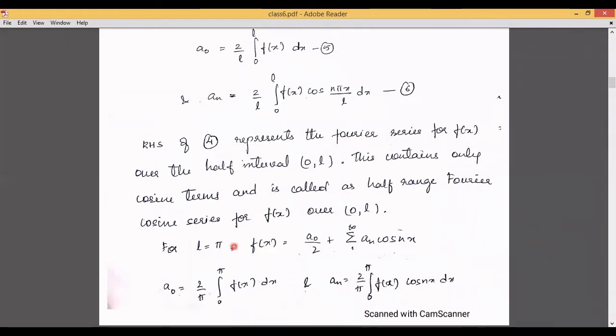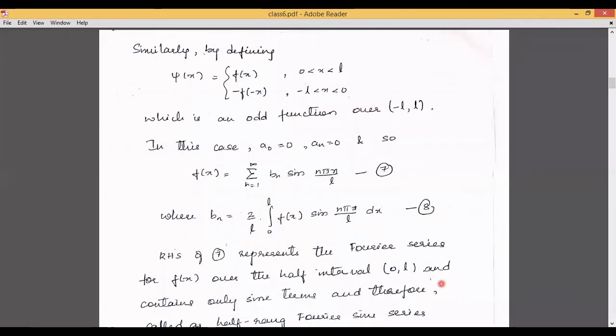Okay, fine. Similarly, if you define psi of x as an odd function, how to write an odd function? In split form, f of x for 0 comma L and minus f of minus x for minus L comma 0. See, you take any function. Okay, if you take f of x equal to x or x square, you just substitute here. This becomes an odd function, which is an odd function over minus L comma L. Here also you will continue the same as we did in the previous one, that is for the even function.